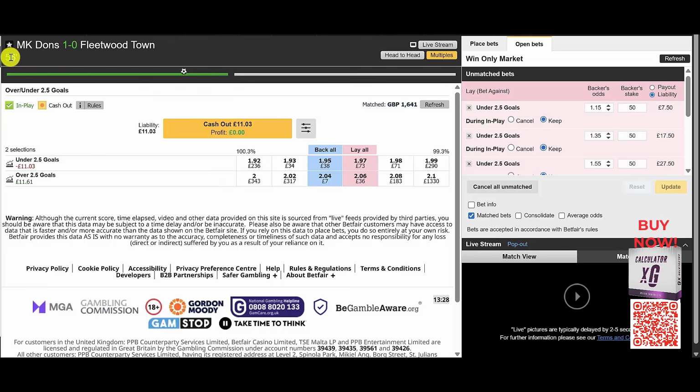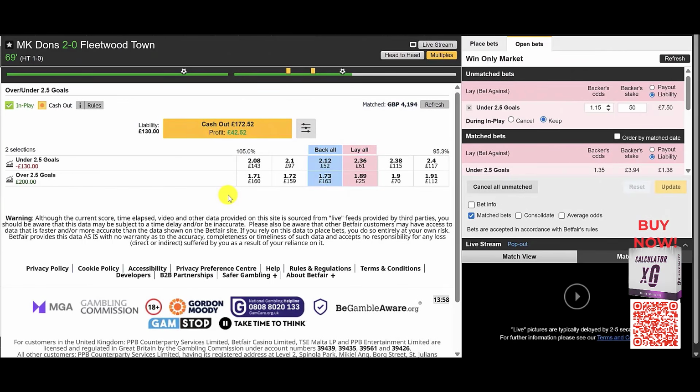It is actually half time. It does say 56 minutes, but that's incorrect. But anyway, let's see what happens in the second half. 69 minutes on the clock. The goal we were expecting has arrived.